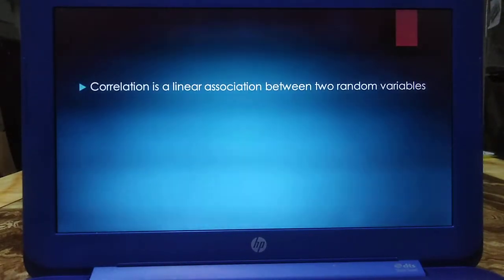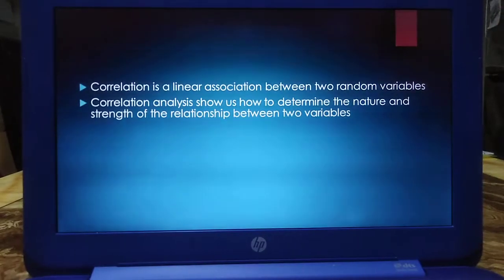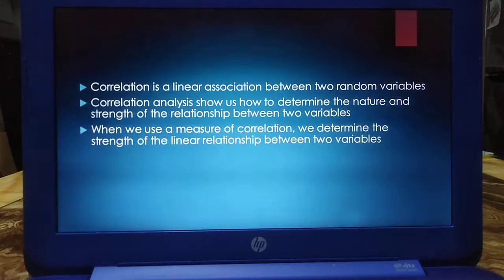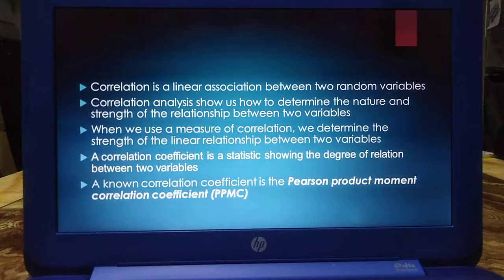So correlation is a linear association between two random variables. Correlation analysis shows us how to determine the nature and the strength of the relationship between the two variables. We use a measure of correlation to determine the strength of the linear relationship between two variables, and the correlation coefficient is a statistic showing the degree of relationship between two variables. Now, the best-known correlation coefficient is the Pearson product moment correlation coefficient. So we will use the Pearson product moment.